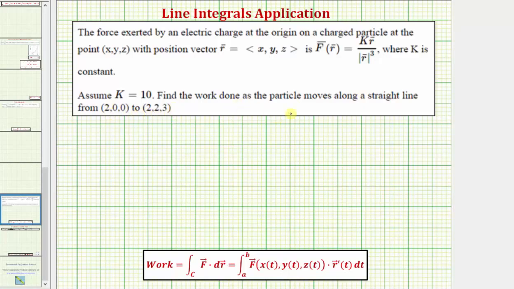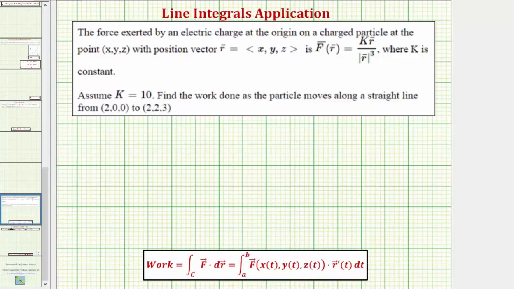The work done as a particle moves along the straight line is equal to the line integral along the curve C of F dot dr. To evaluate the line integral and find the work done, we'll write the integral in this form here, where we write F as a function of t using the parameterization of the curve C, and dr is equal to r prime of t dt.